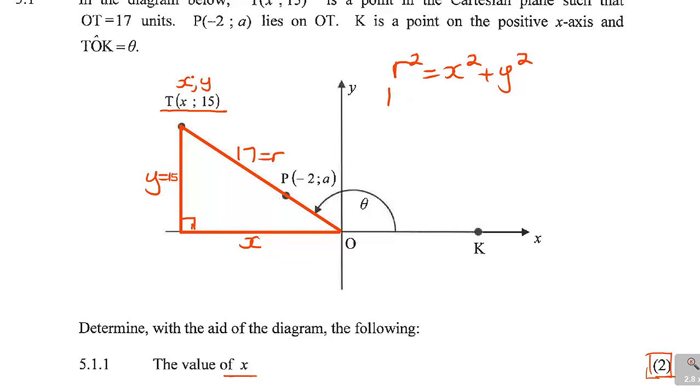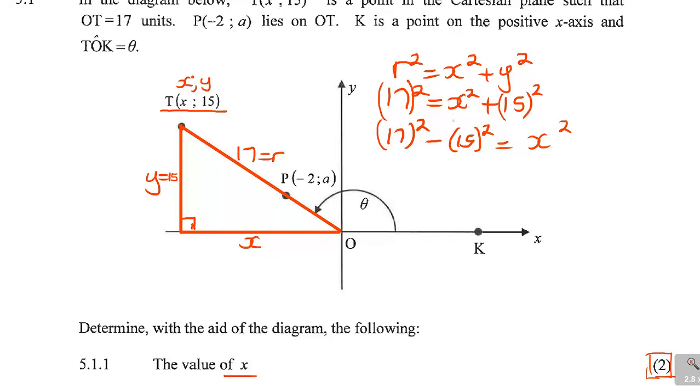So where there is r, I've got 17 squared is equal to x squared, which is what I want to find now, plus y squared, which we agreed is 15 squared. It's better to put it in brackets like this. And then if I have 17 squared, take 15 to the other side, it becomes minus 15 squared is equal to x squared. And then I have to find what is 17 squared minus 15 squared.